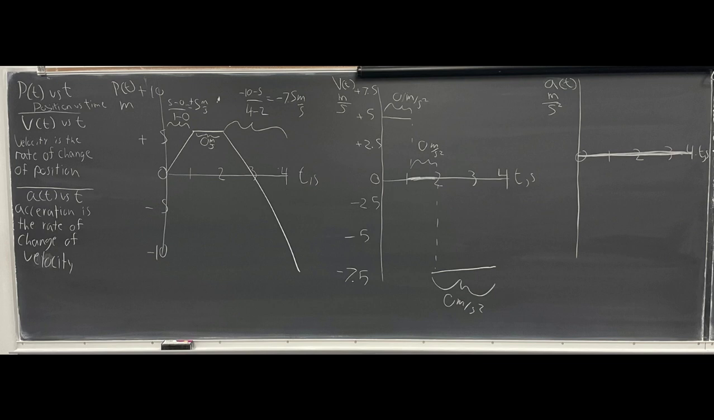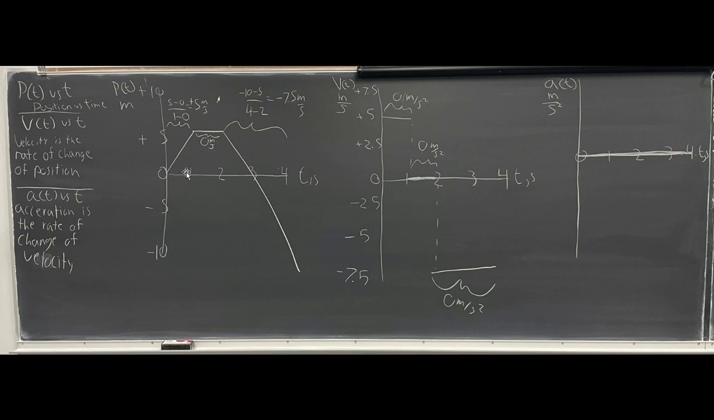What matters here is if we had some position plot where some object initially at the 0 position, after 1 second was at positive 5, stayed still until time t equals 2 seconds, and then from 2 to 4 seconds, moved all the way down to the negative 10 position. If you were asked to draw the velocity versus time plot, well, just look at the slopes.